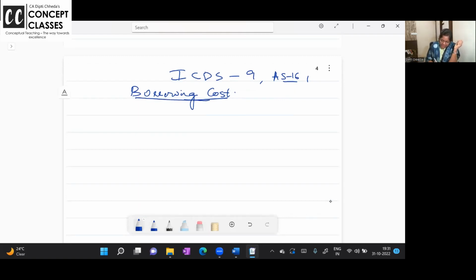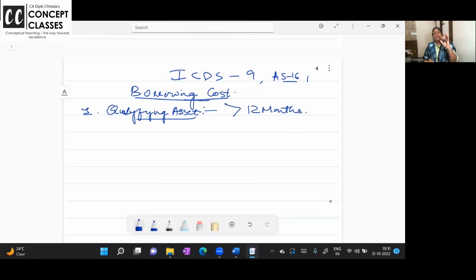This ICDS talks first about qualifying asset. Just listen, everything is there in your notes. Still, if you want to write, I'll give you time. A qualifying asset is an asset which takes more than 12 months to manufacture, or it could be your closing stock which takes more than 12 months. The example generally given in every book is wines. Some of the best quality wines take more than 12 months, with the fermentation process and all. So while manufacturing, if the stock is taking more than 12 months, can we add borrowing cost or interest cost to that?